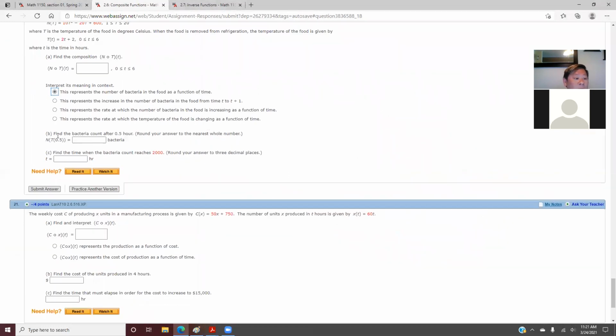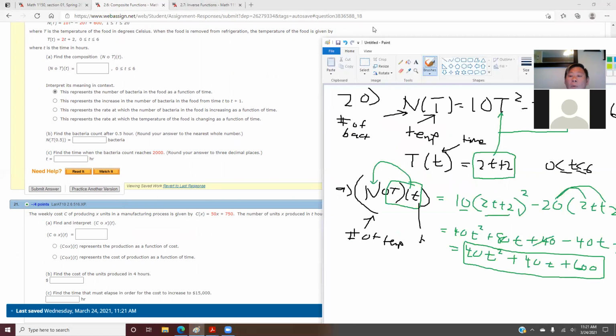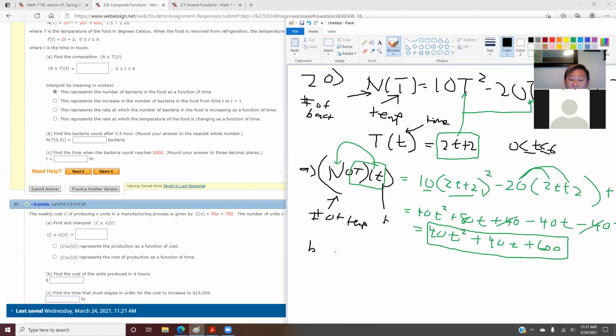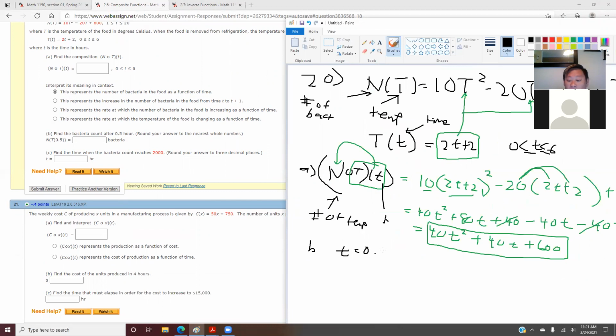Okay. And then you need to figure out what the bacterial count is after 0.5 hours. So for part B, you just replace your t with 0.5 and substitute it inside here. So you will find N of T of 0.5. Use your calculators. Just put 0.5 inside here, and it will be your answer. I think you can do that, right?